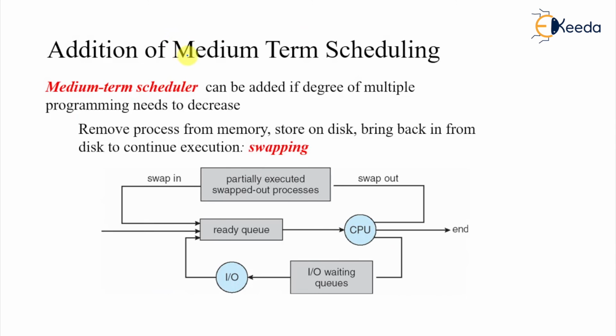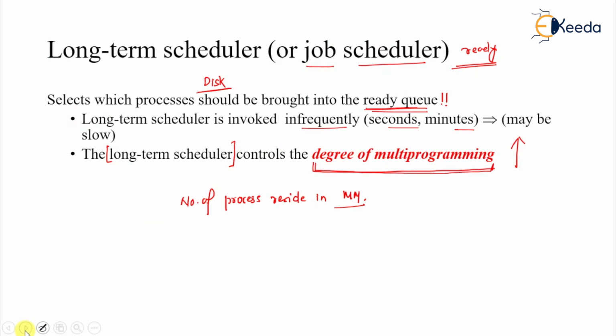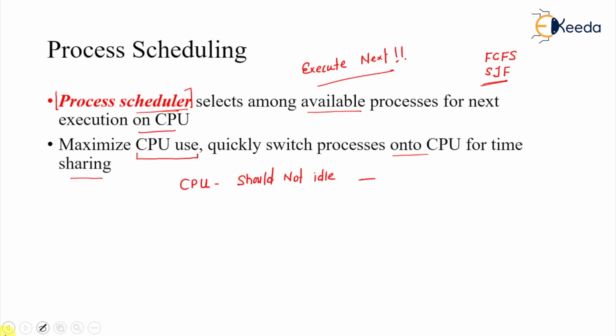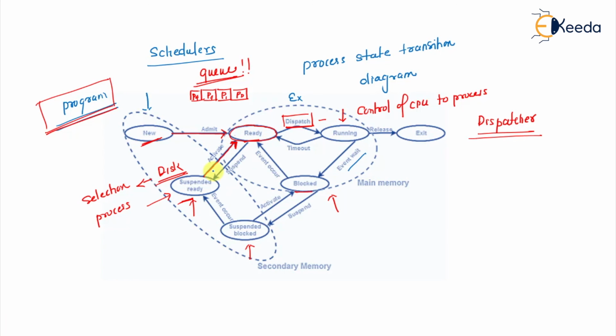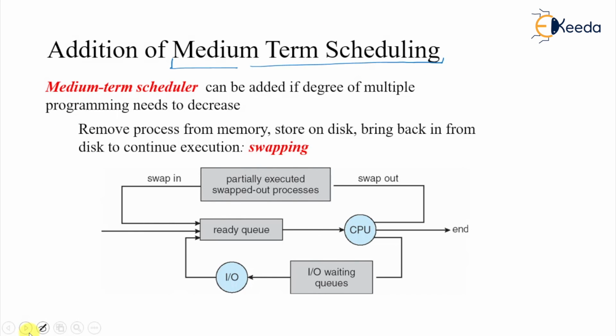In addition to that, we also have a medium-term scheduler. You might be thinking I have explained everything, but the job of the long-term scheduler was taking processes from the disk. What about the suspension part? In both cases the process will come to the ready state, and for that we have an additional scheduler, known as the medium-term scheduler.